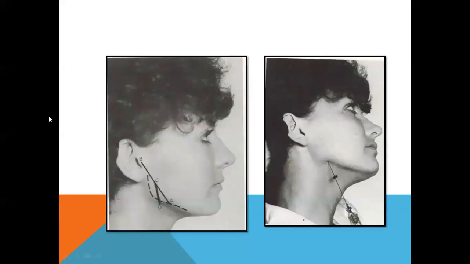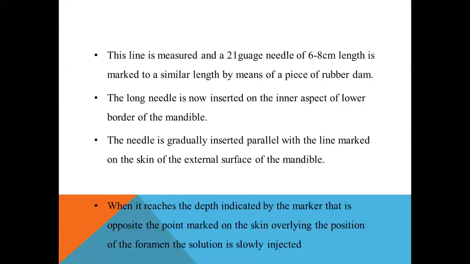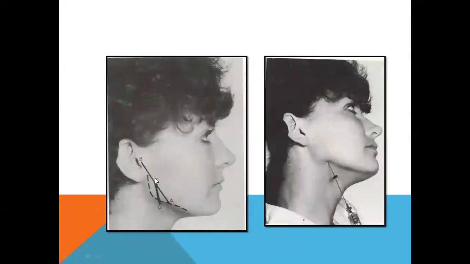From this picture, I hope you can correlate the wording and the picture. You have to draw a line from the anterior border of the masseter muscle to the tragus of the ear. This is the point where the midpoint has been marked. The midpoint should be marked, which indicates the region where the foramen is located. The line is drawn from this point. From this point, you have to draw a line parallel with the posterior border of the mandible.